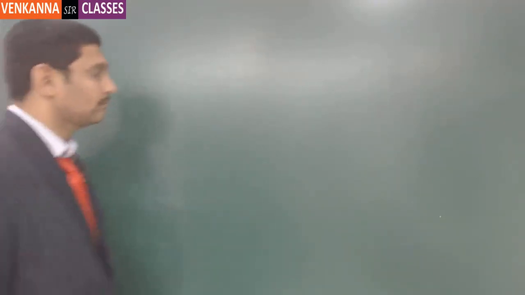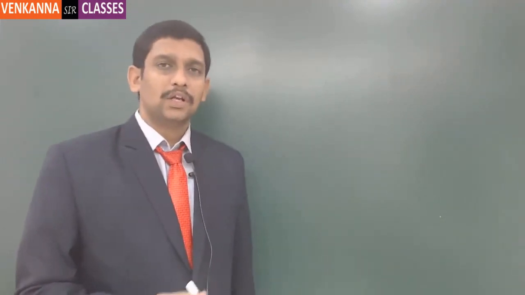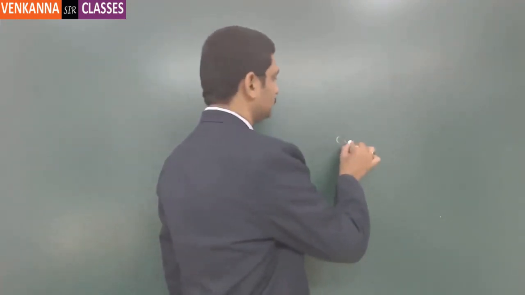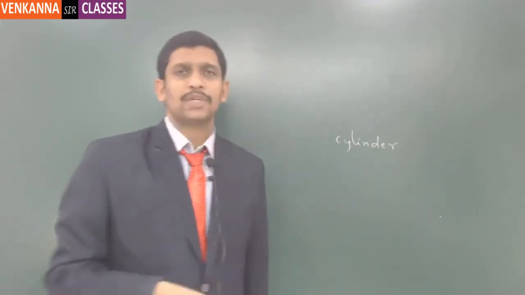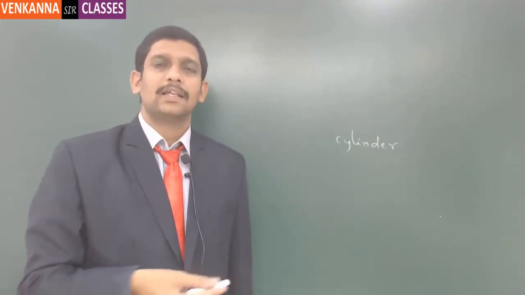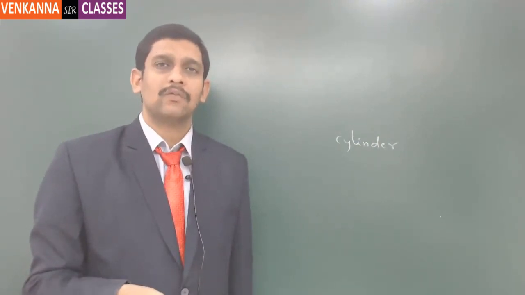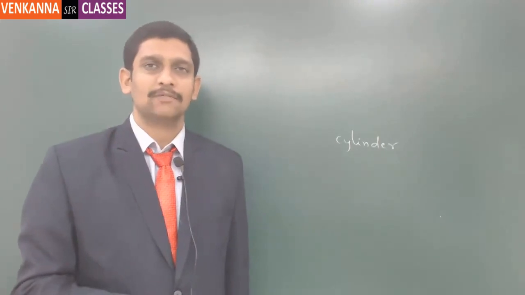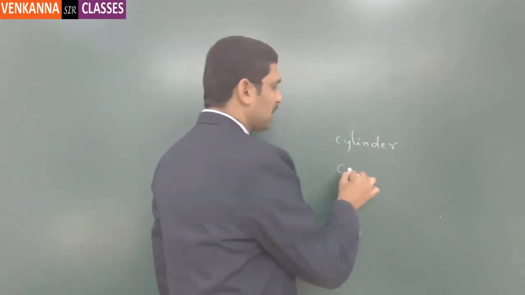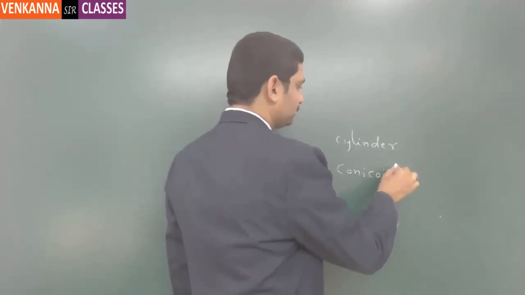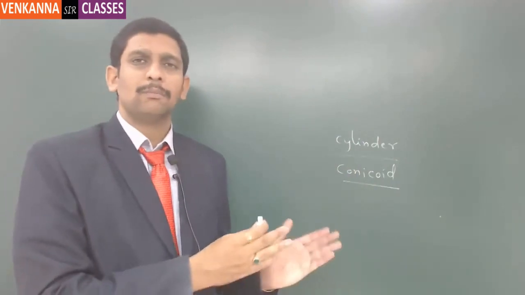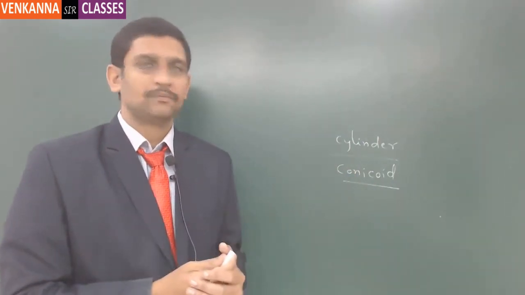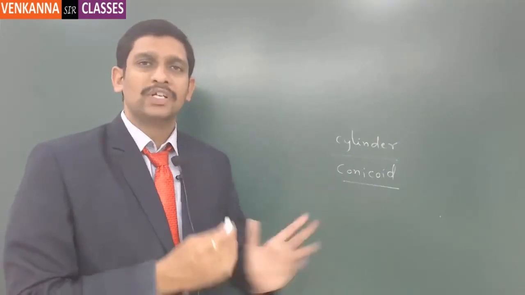Now let us do today's session. In this session, we are going to discuss some problems on cylinder, precisely the concept of right circular cylinder, what we have discussed in the previous class. Then we start the concept of conicoid. The standard definitions and some basic problems, we start with that. So that will be about our today's session.